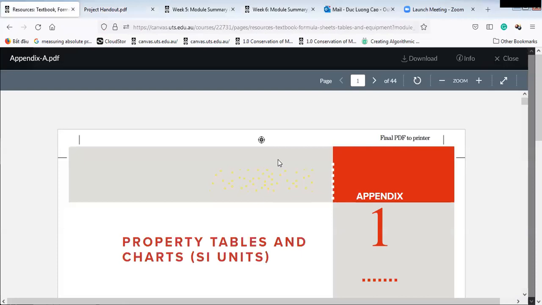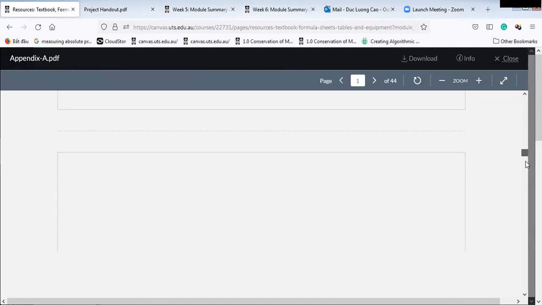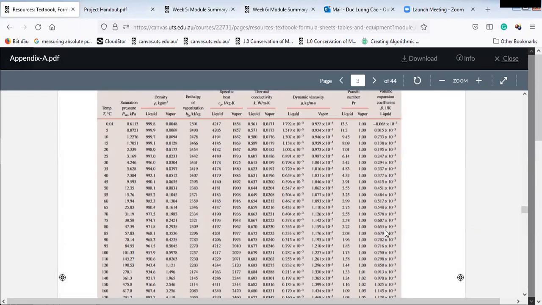Where's the appendix? Here, this one is the appendix. So properties of saturated water is table 8.15. Okay, you can go to 8.15. Okay, still loading. 8.13. 8.15. Yeah, okay. So our temperature is 57.4, so it means it will be between 55 and 60. So to find properties, you have to use interpolation between 50 and 60 Celsius.